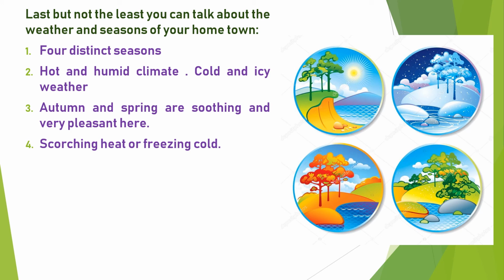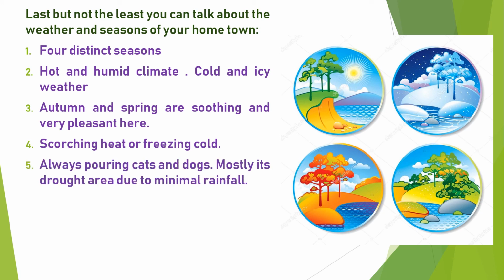Or you can say the scorching heat or freezing cold. Okay, so during summers, the scorching heat cannot be beaten in my hometown. Or you can say during winters it is freezing cold in my hometown and no one can step out of their house. So these are ways you can explain the weather.